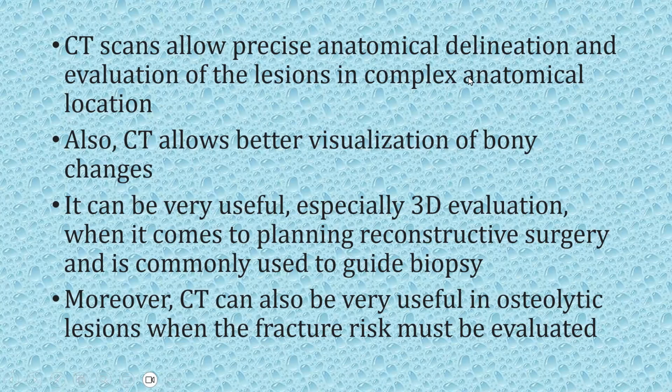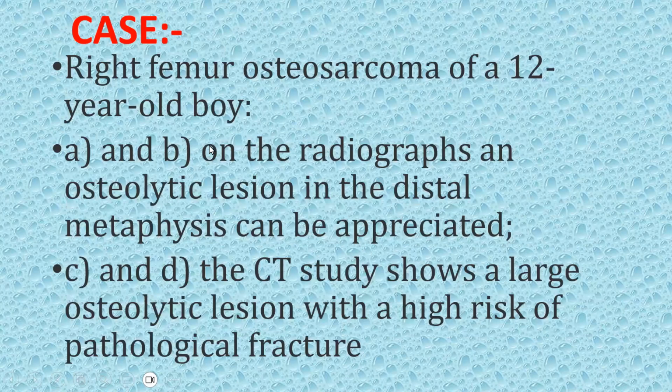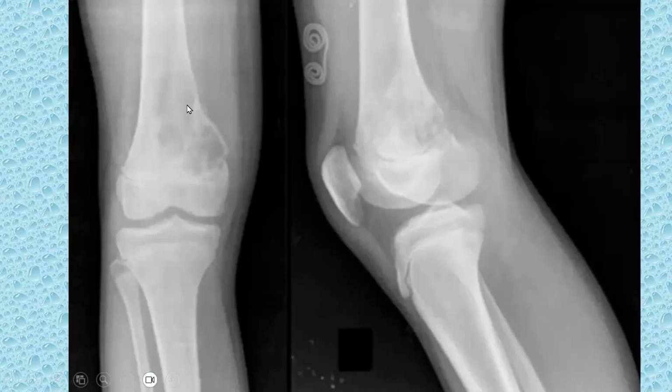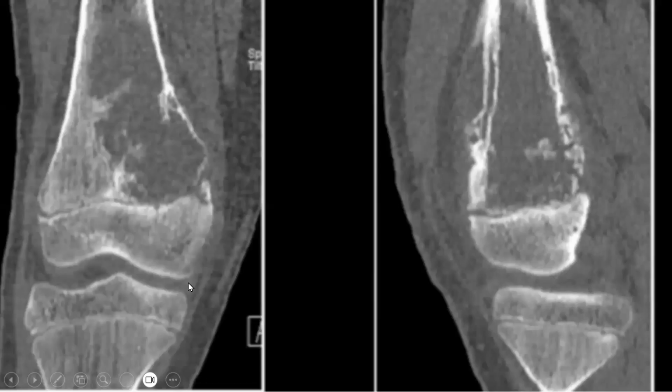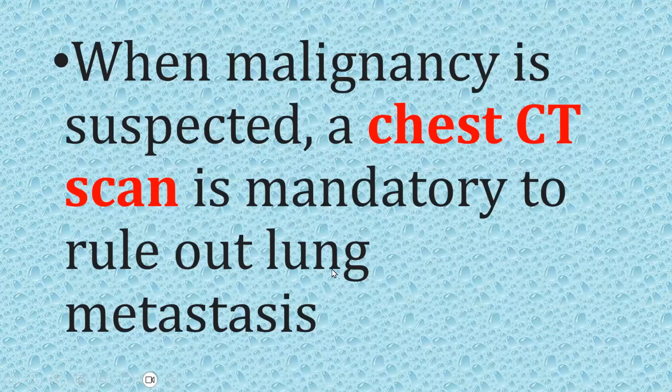Another case, right femur osteosarcoma. I'm going to pass this. This is the osteosarcoma lesion. You see it's a lytic blastic lesion involving the metaphysis, breaking through the cortex. There is a soft tissue mass, of course, with this lesion. You can see it from behind. You can see this on these radio imaging. And when malignancy is suspected, routinely you should do a chest CT scan, and this is mandatory to look for lung metastasis.